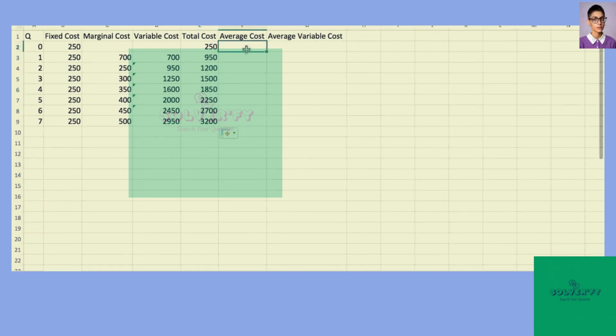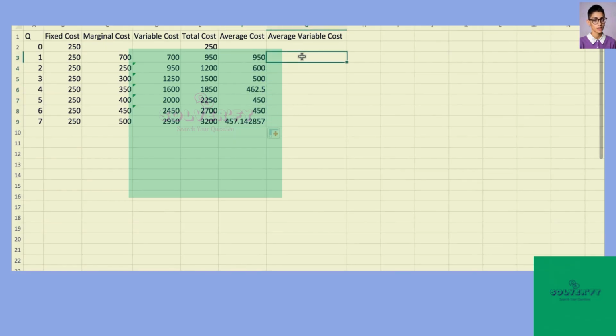Now to get the average cost, we know that the average cost is the total cost divided by the quantity. So we get the total cost divided by the quantity. Of course, for our 0th unit, we can't do this. So we start on the first unit, doing the total cost divided by the quantity, which is 1, and that's $9.50. And we can do the same thing we did in the last column and just drag this value down.